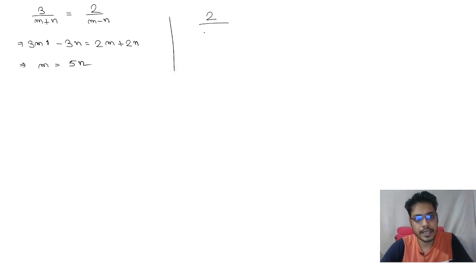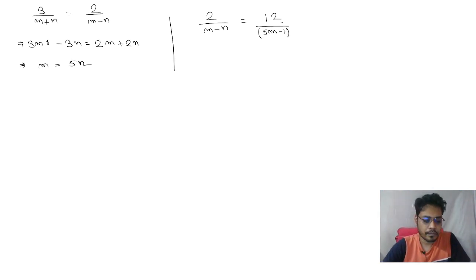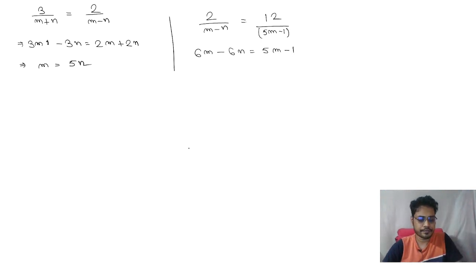And we get 2 by (m minus n) is equal to 12 by (5m minus 1). Now 2 sixes are 12, we can cancel them. So it will be 6m minus 6n is equal to 5m minus 1. That means here we can say 6m minus 5m, that is m, minus 6n is equal to minus 1.